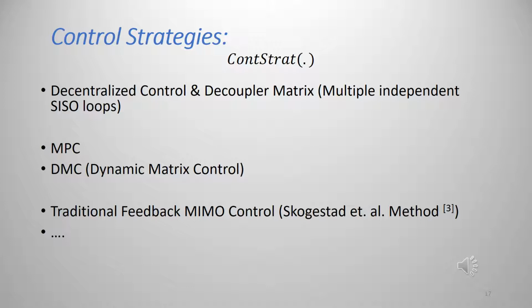The other option is using model predictive control, basically model-based predictive control. And also DMC, dynamic matrix control, which is a special case of MPC. And the other approach available is the traditional feedback MIMO system. The main reference is the Skogestad method. So we have several options for the control strategies.